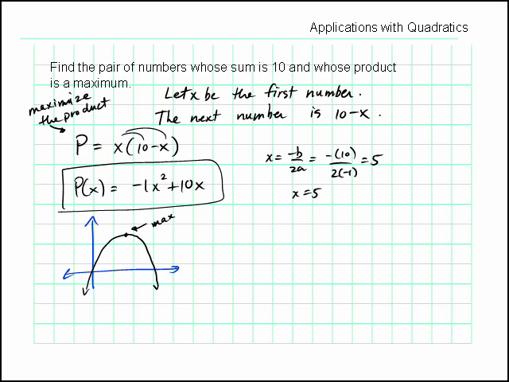Plug that into the function. P of 5 equals negative 1 times 5 squared plus 10 times 5. And if we work that out, we get 25. So the vertex is located at (5, 25), which is right up here.